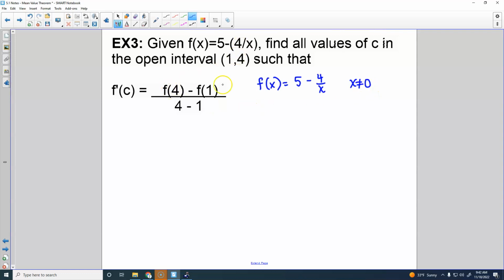So if I find f of 1, it is going to be 5 minus 4 over 1, which is going to give us 1. So I've got the point 1, 1. And if I find f of 4, I've got 5 minus 4 over 4, which is 5 minus 1, which will give us 4 there. So I've got the point 4, 4.